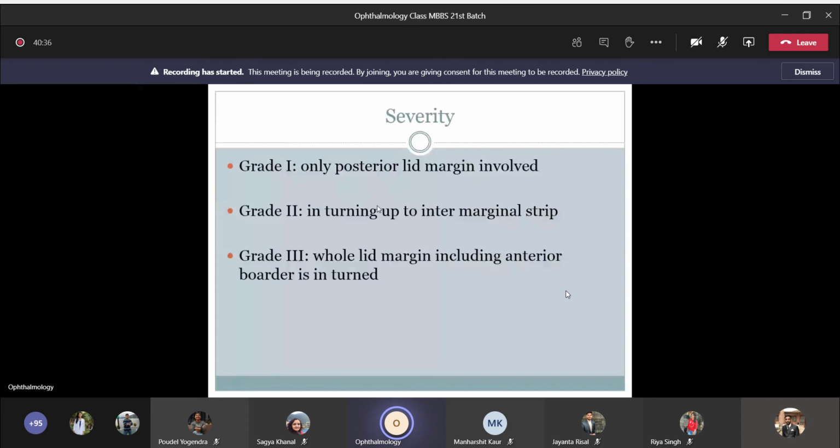So it is divided into three grades, 1, 2, and 3. Grade 1 means only posterior lid margin is involved. Grade 2 means turning of the lower lid up to intermarginal strip. And grade 3 means whole lid margin, including anterior border, is turned inward.